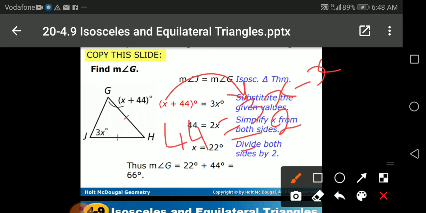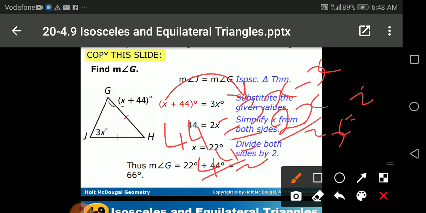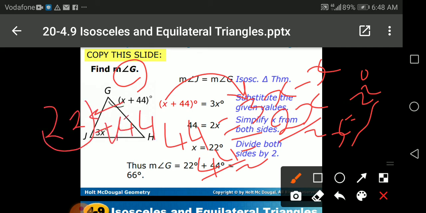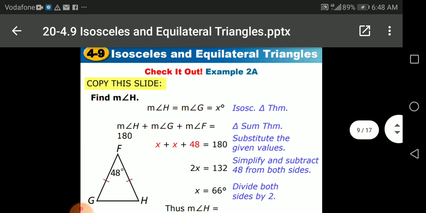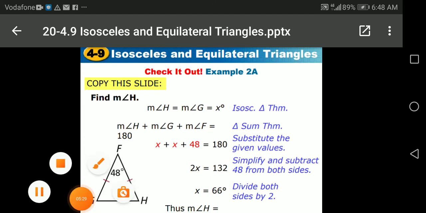Okay, it will be 2x equals 44, divided by 2, divided by 2, x equals 22. Okay, so he asks me about the measure of G. So 22, this one, plus 44. What did I do? I substituted 22, the value I got here, instead of x. So it will be 66 degrees. Here, what about this? He asks me also here, can you see this?